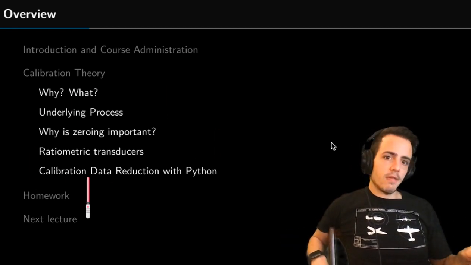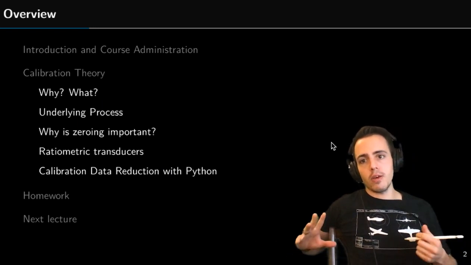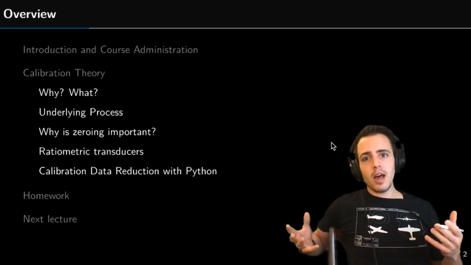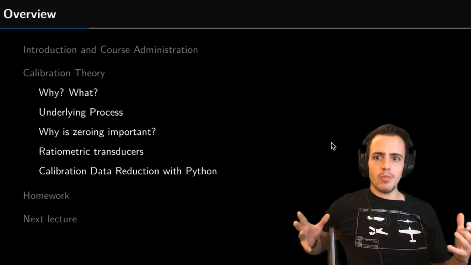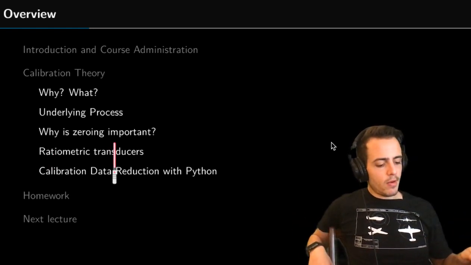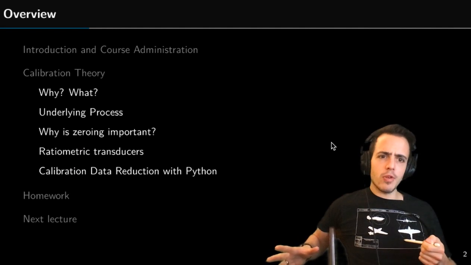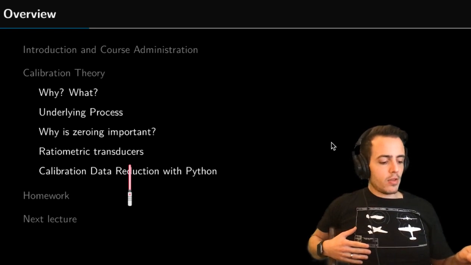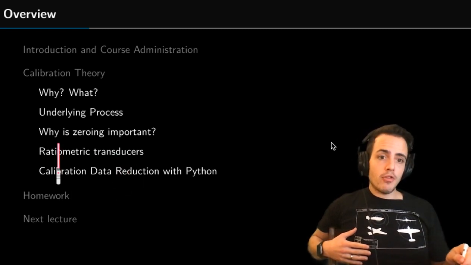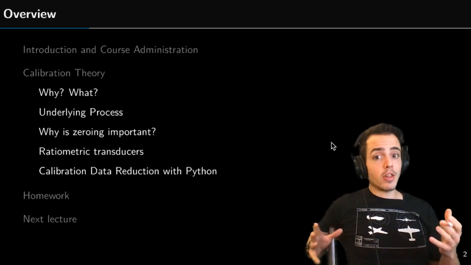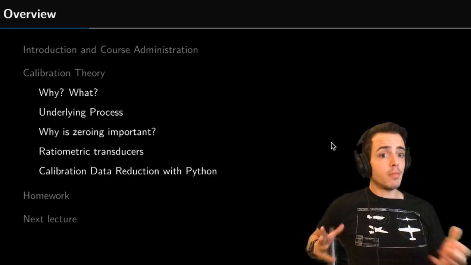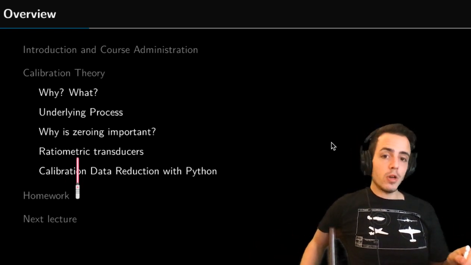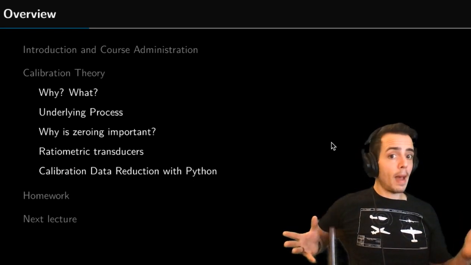We're then getting into the meat of this lecture, so we're looking at calibration theory. Firstly, what is calibration? Why do we do it? And then we're going to look at the underlying procedure that takes place every time we perform a calibration. We're going to talk about zeroing a bit more. We've spoken about zeroing a little bit before in class, but we're going to speak about it now in a lot more detail. We're then going to look at transducers, and particularly what ratiometric transducers are. If a transducer is ratiometric, we need to deal with it carefully. Now, most transducers we will use in analog electronics and even in digital electronics will be ratiometric, so we've got to be aware of what that means.